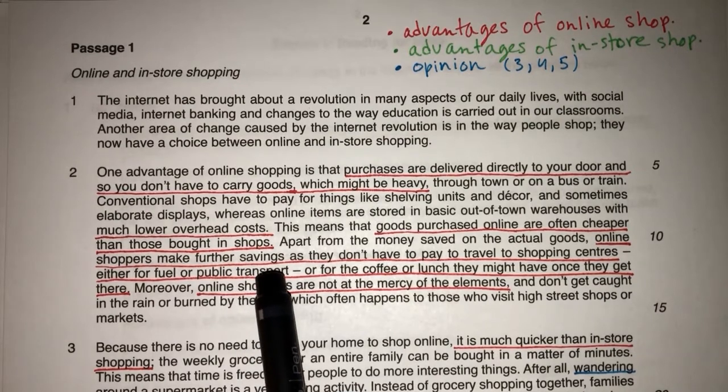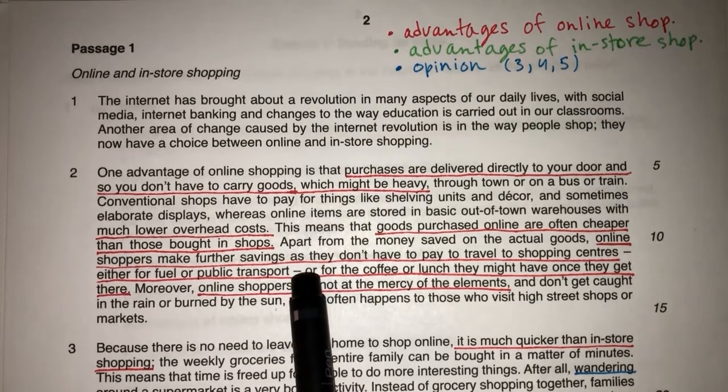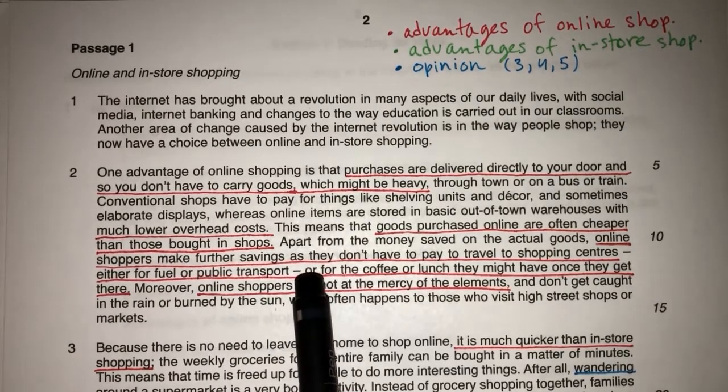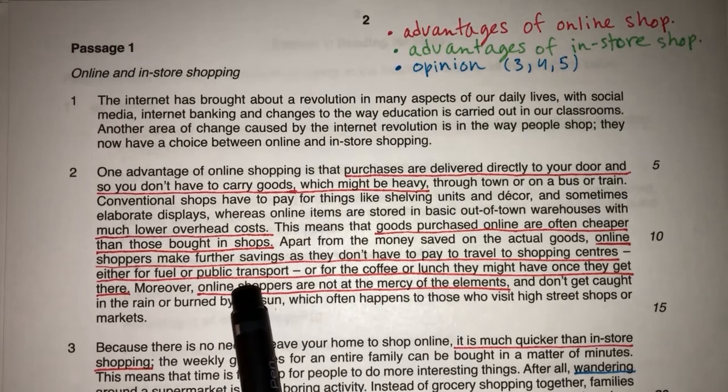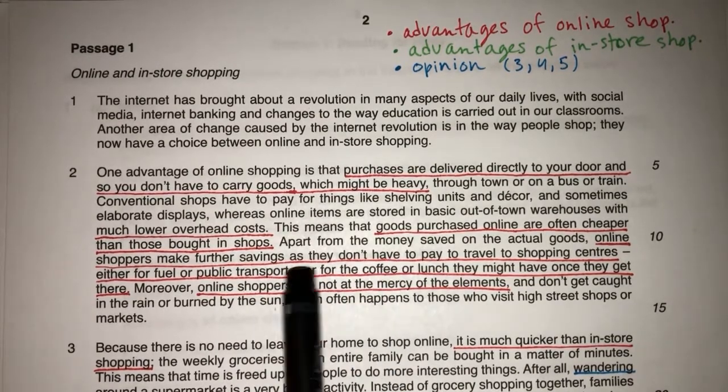I find that when I was younger, I always used shopping as an excuse to eat out. So when my mom would take me, I would always tell her, okay, can we go to that restaurant or whatever. Okay, so there's other costs that come with having to go outside to shop.